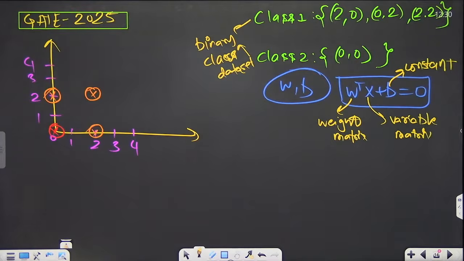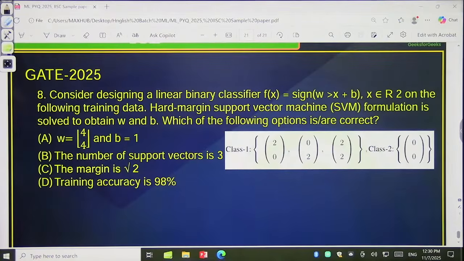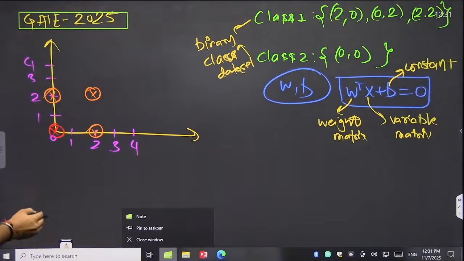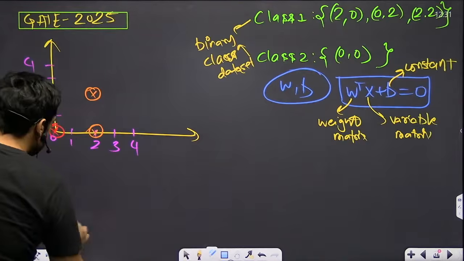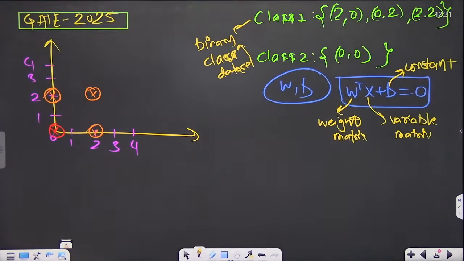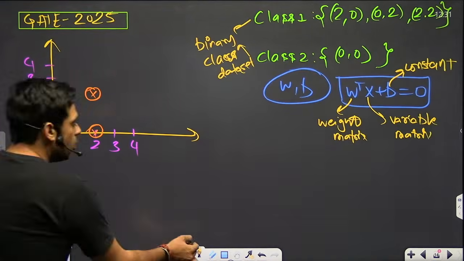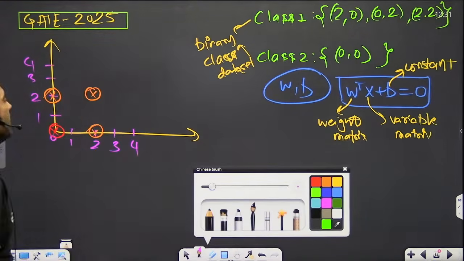He says which of the following options is/are correct. If you see here, for determining the support vectors, we should draw the support vector plane, and before that we should draw the main hyperplane. I hope everyone agrees that if I want to find the support vectors and the support vector plane, then before that I would draw a main hyperplane equation.